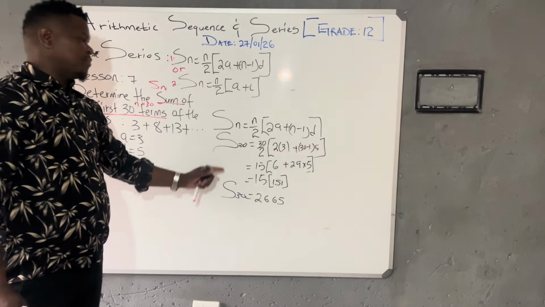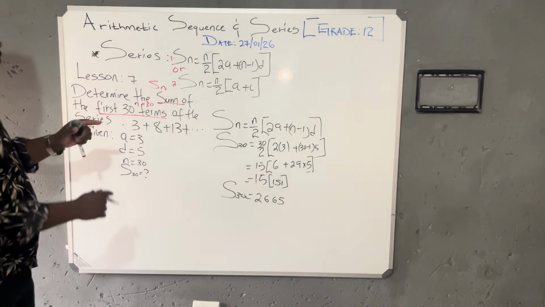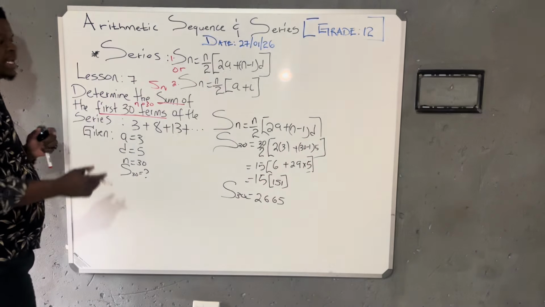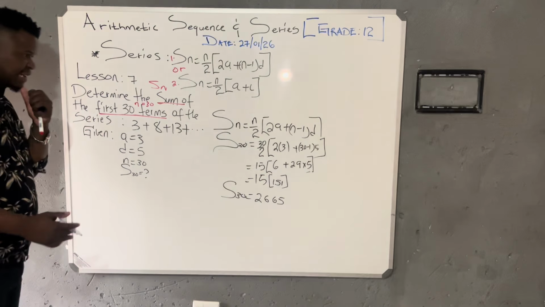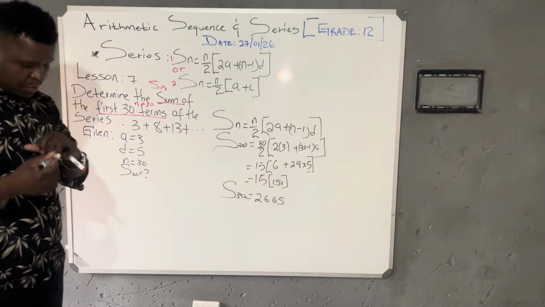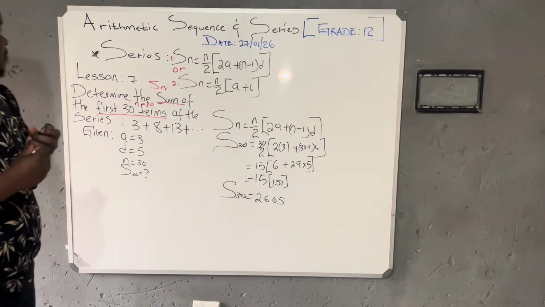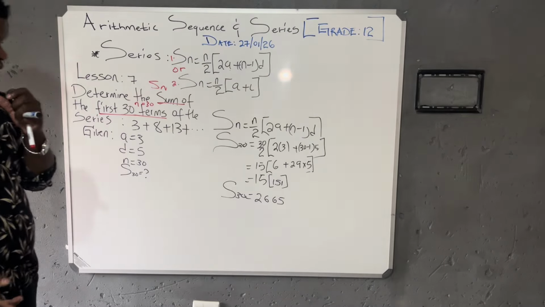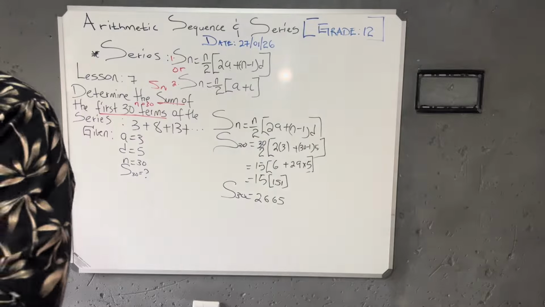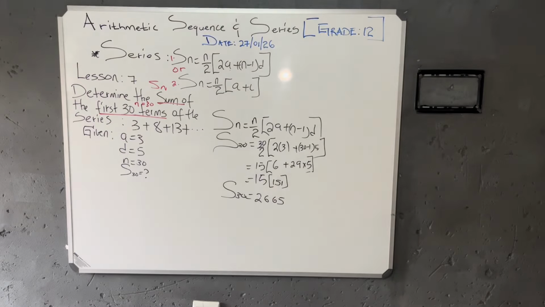But formulas are meant for that. Something that is huge, 30 terms manually, is time consuming. Not that you cannot get the correct answer, but obviously it's time consuming. And so we have to use formulas. Now we have to go to lesson number 7. Let's look at lesson number 7, how it is presented and how they ask questions and how to answer them.